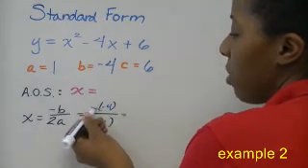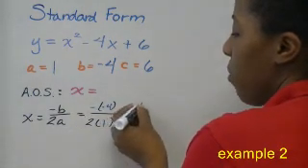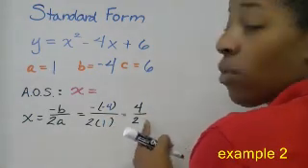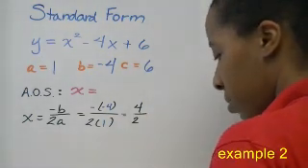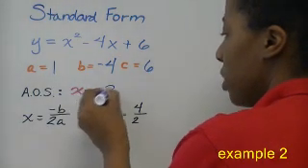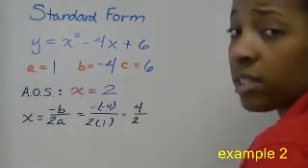On top, negative times negative 4 is positive 4. And on the bottom, 2 times 1 is 2. So what's 4 divided by 2? Positive 2. So that's our axis of symmetry.